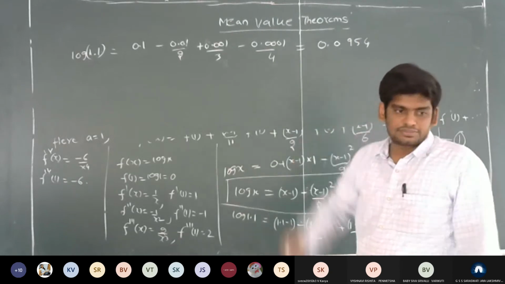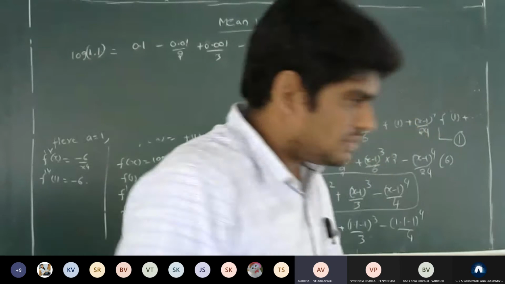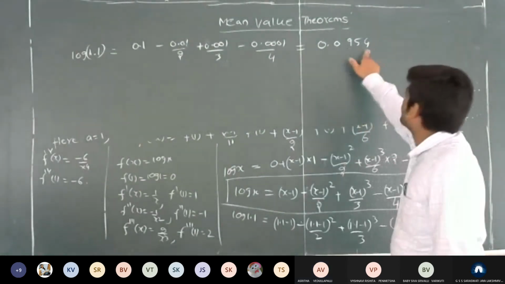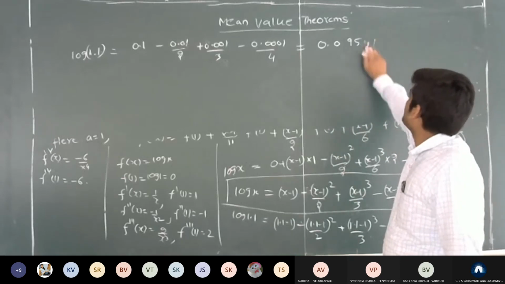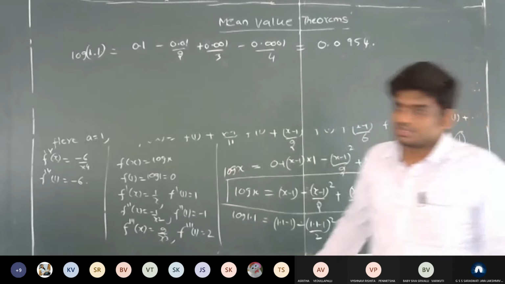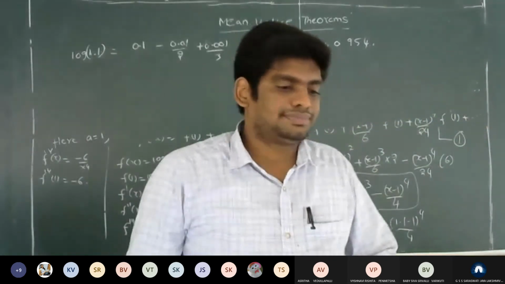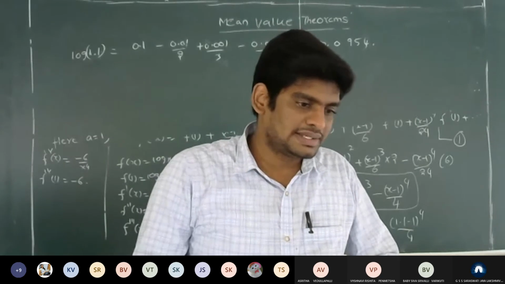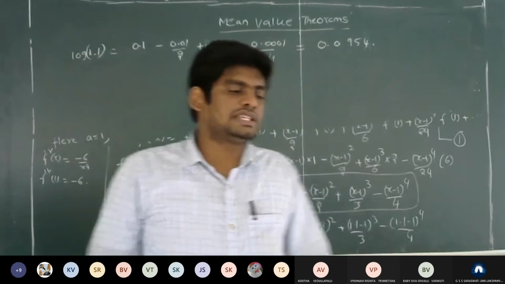0.0954. Yes. 0.09525. Up to 4 decimals is enough. 1, 2, 3, 4. Four decimals is enough. Suppose if you have 4, 7, you round it off as 5. No problem. So 0.0954. Is it clear? Yes, sir. So this is the value.